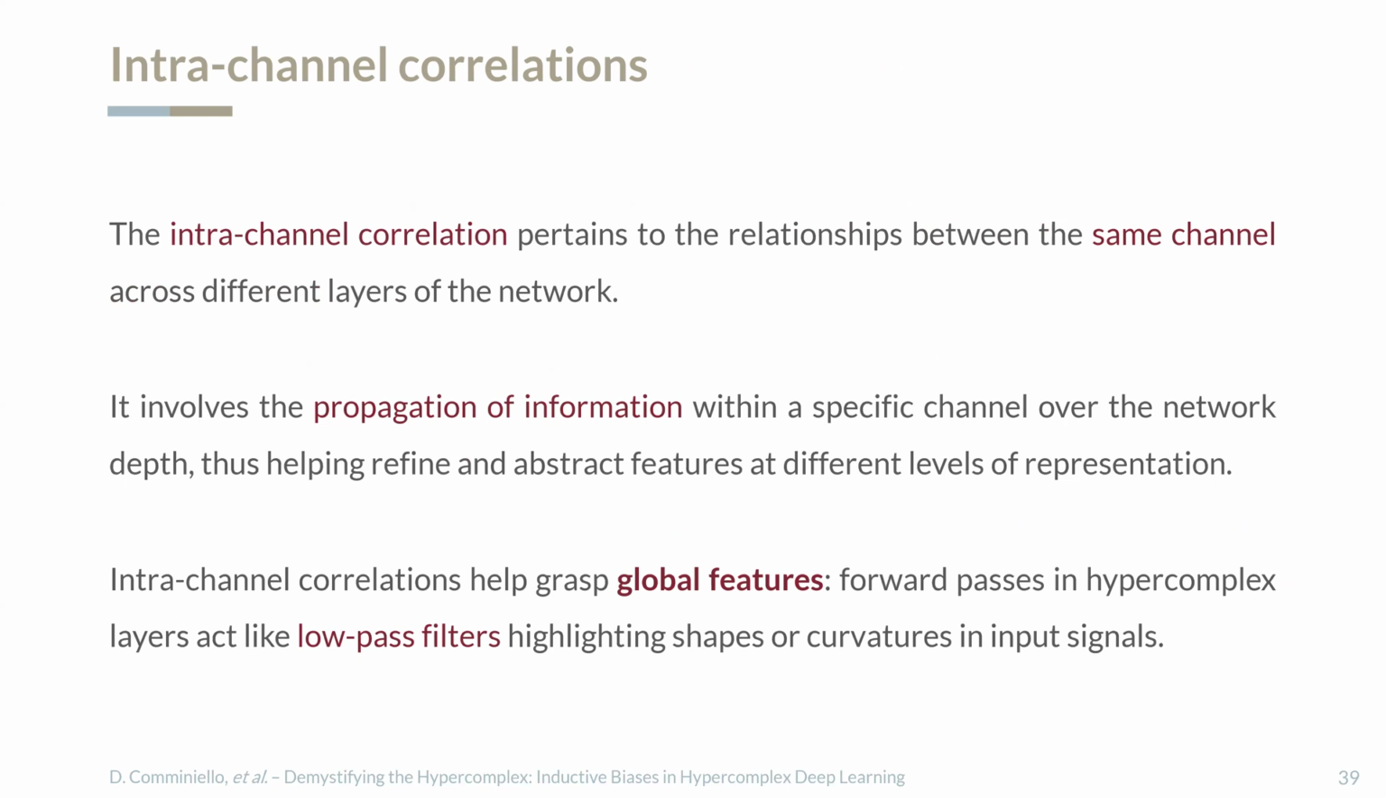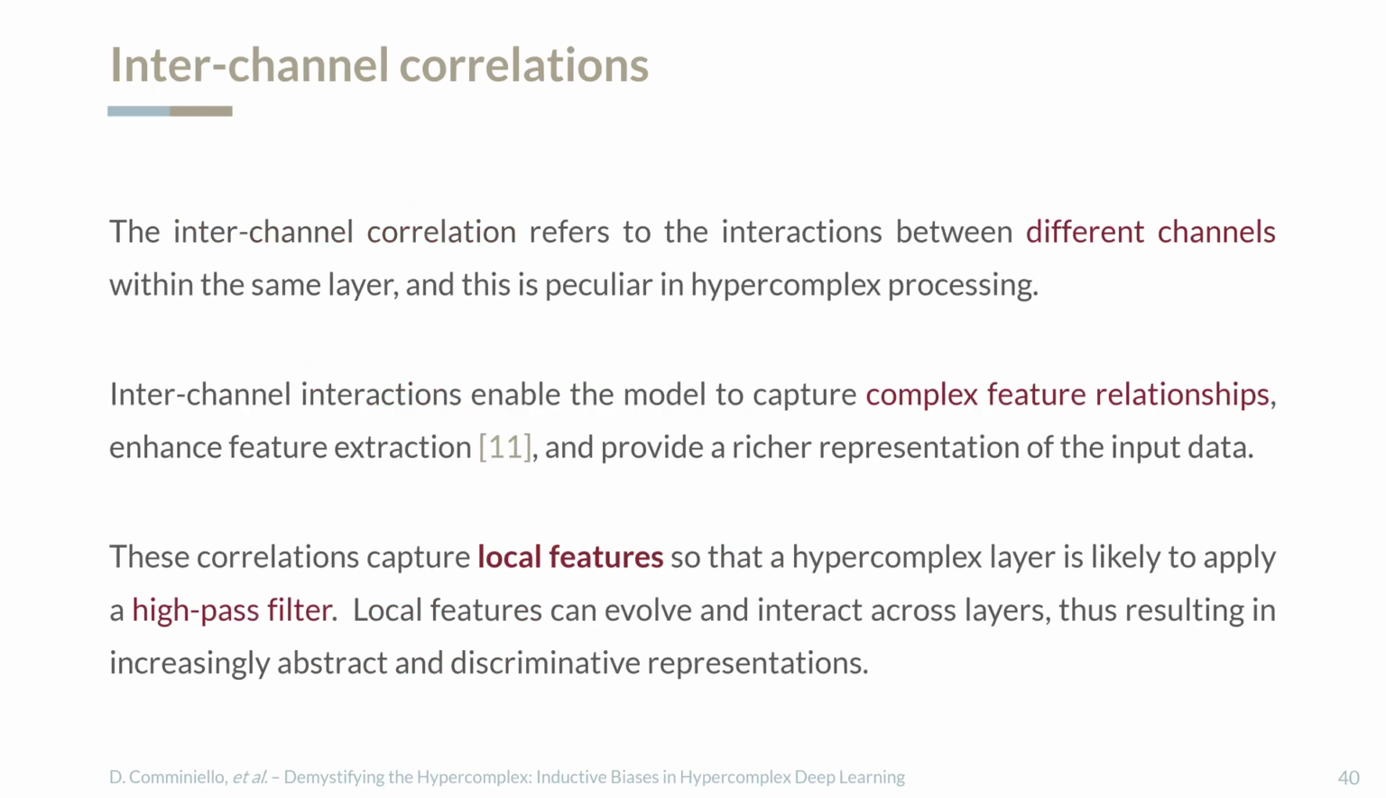And so we can have intra-channel correlation help to grasp global features. It is like having a low-pass filter highlighting some important characteristics of the input signals, like shapes, curvatures, and so on. So it is like having a low-pass filter for each signal. But we can also pay attention to inter-channel correlations.